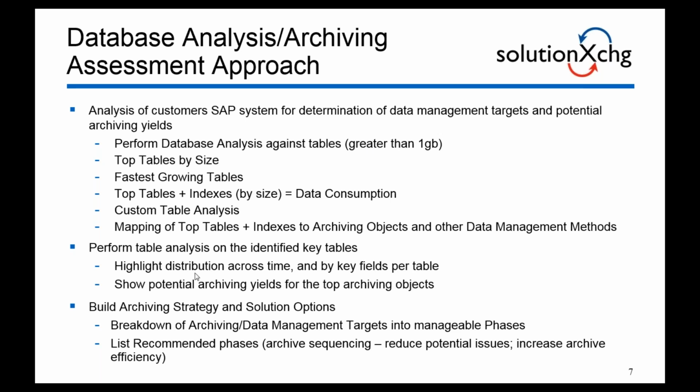Once we do the overall analysis and specific table analysis runs, then we can build an archiving strategy from that point. An archiving strategy is simply a breakdown of archiving and data management targets into manageable phases. We list recommended phases, and what that includes is archive sequencing. In some cases, there are specific rules around what order archive objects should be archived in. Sometimes your business process dictates what order data should be archived in. Also, we archive things in a specific manner to reduce potential issues and increase archive efficiency.